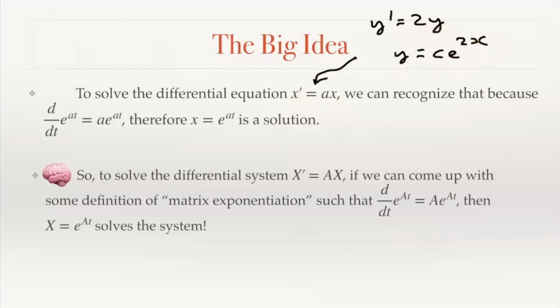We can recognize that because the derivative of e to the at is a e to the at, therefore e to the at is a solution. So to solve a differential system, capital X prime equals AX, where now A is a matrix and X is an unknown column vector, if we can come up with some definition of matrix exponentiation such that this same thing applies, the derivative of e to the At is the matrix A times the matrix e to the At, then in the same way, e to the At would solve the system.